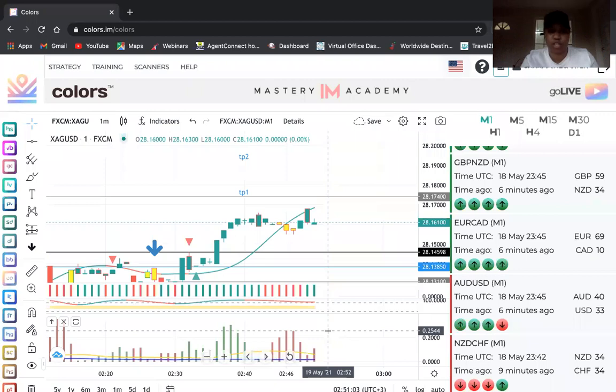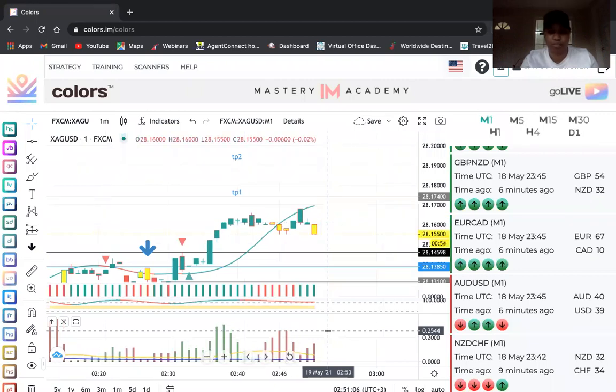Can you see our arrow just disappeared? Our arrow disappeared and we have a yellow transition candle with a red outline, but we're still in, guys. The market is moving sideways.